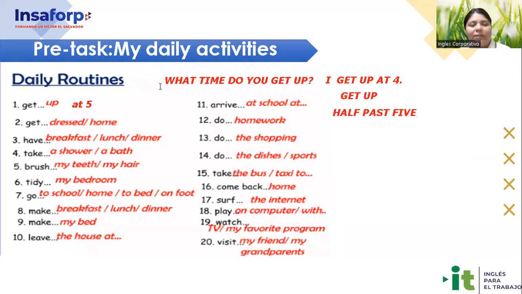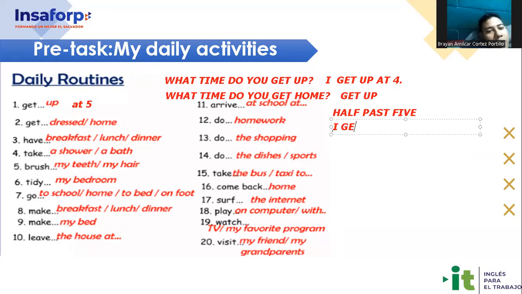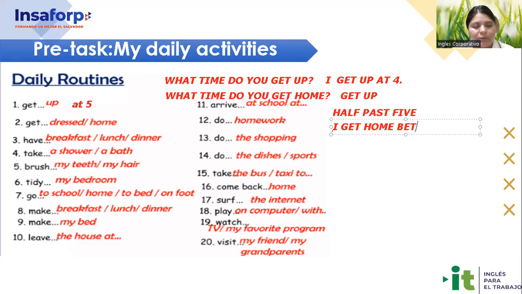So what time do you get home? Pregunta, ¿qué hora llegan a casa? What time do you get home? ¿A qué hora llegan a casa, chicos? What time do you get home? I get home. ¿Cómo se dice entre? Between or around. Alrededor de, entre, okay. Between, could be between.